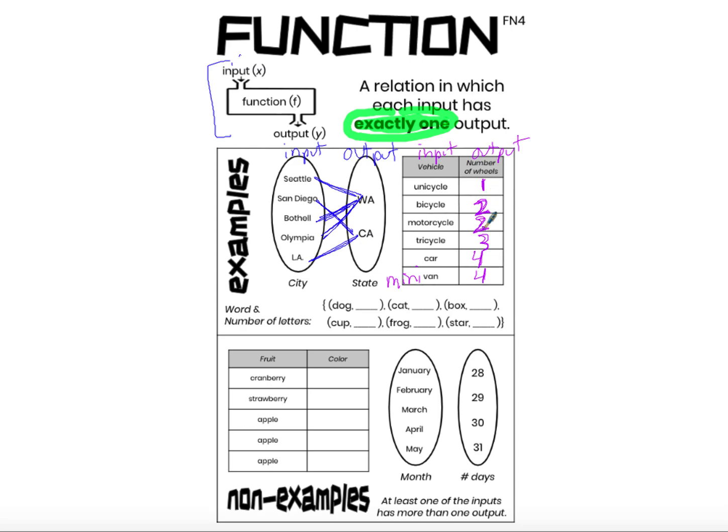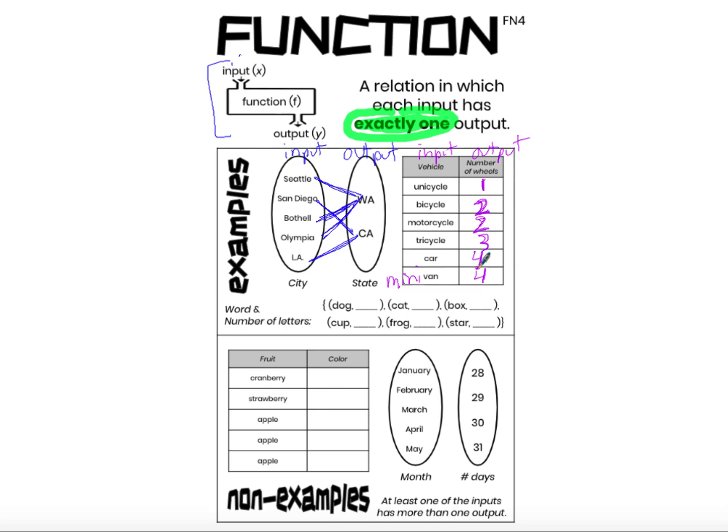What's important to notice here is that bicycles and motorcycles both have 2 wheels, and cars and vans both have 4, and that is okay. What matters is that if I have every single minivan in that place, I can predict the number of wheels on each of those vans is 4.